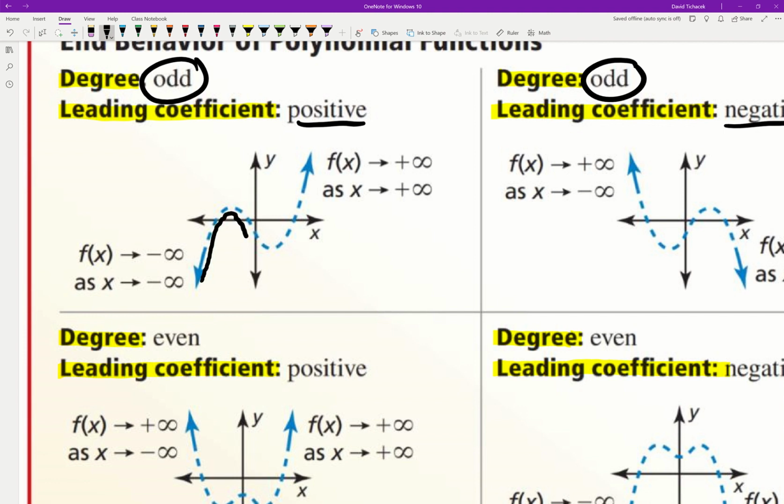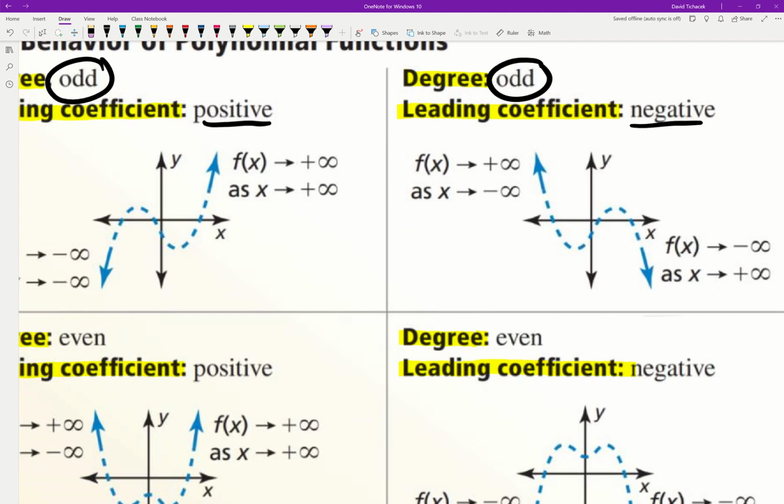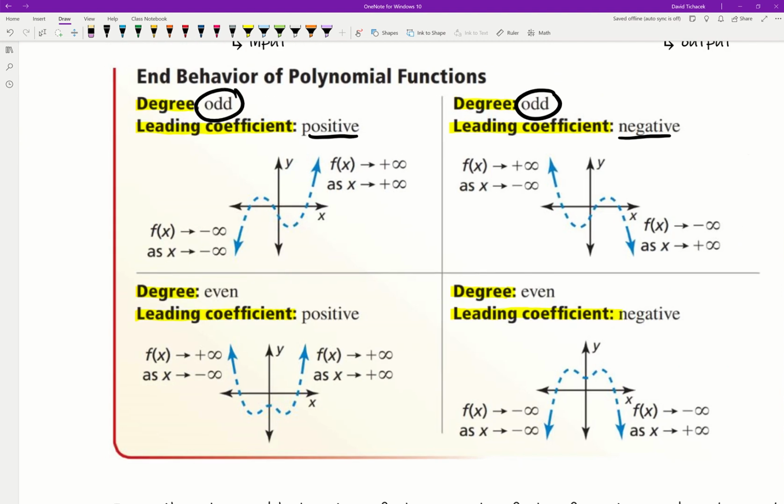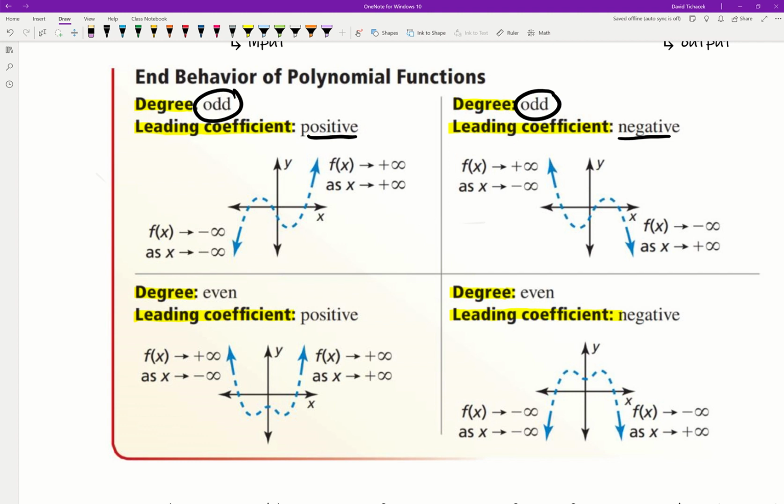You are basically climbing as you go from left to right on that function. That is a way that you can kind of remember that this is a leading coefficient that's positive, because overall we're climbing, whereas over here in this other situation, if the leading coefficient is negative and the degree is odd, then overall you are sliding down the slide, okay? You're going downward overall, okay?